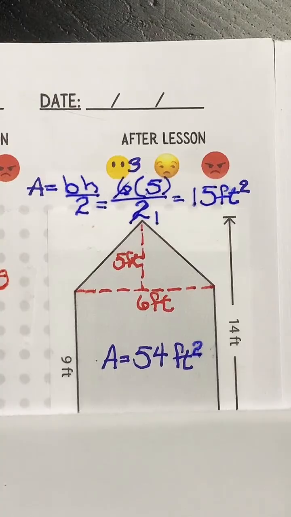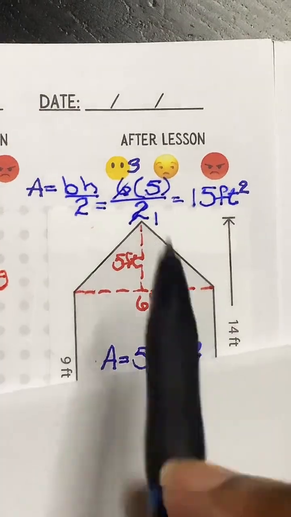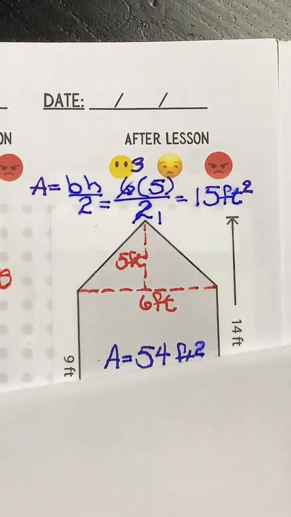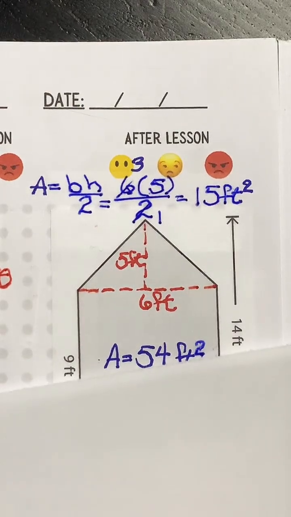Yep. And Breeway, guess what? You can multiply the 6 and the 5 and get 30, and then divide by 2 to get your 15. Because remember, there's more than one way to get your answer.